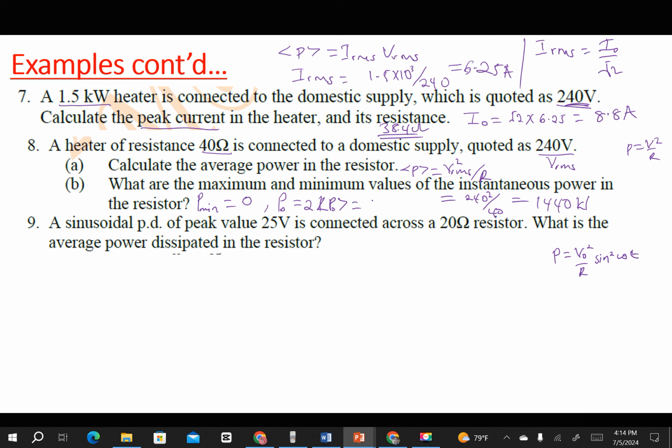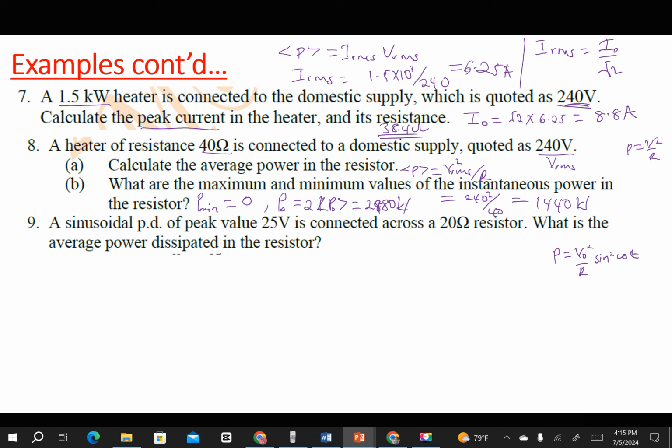So minimum power is 0, and power maximum P naught is actually twice the average power, which is going to be 2,880 watts. If the average power is half of the maximum, then the maximum power is twice. The maximum power is going to be twice.